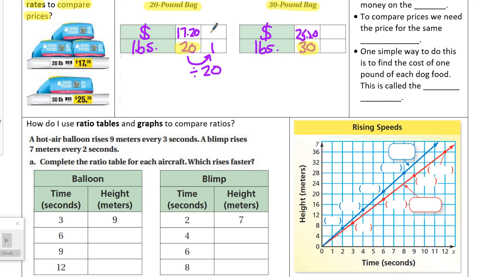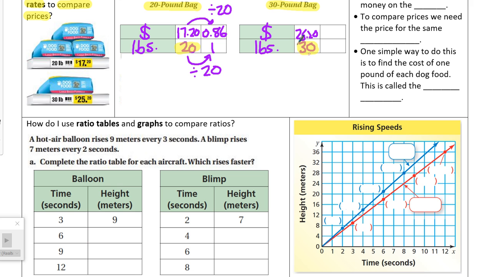So now what you need to do with the numerator is take the $17.20 and divide that by 20. On your homework, you're going to have a calculator, so it'll be pretty straightforward. You're just going to type in $17.20 and divide that by 20, and I got 0.86, which is the same as 86 cents per pound.